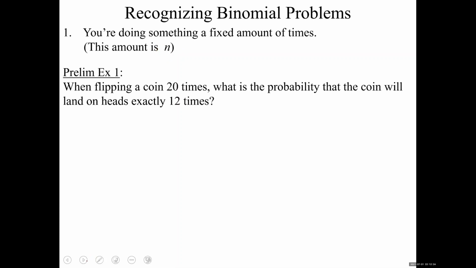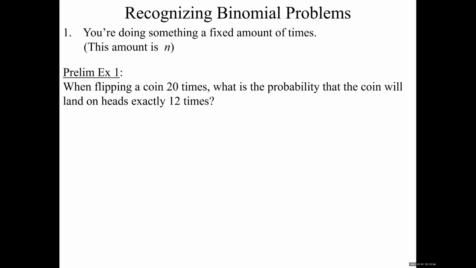I'm going to give you three examples, and we're going to look for all these four ingredients, but we're just focusing on the first one. Check out this problem. This is a binomial problem. When flipping a coin 20 times, what's the probability the coin will land on heads exactly 12 times? I don't want the answer right now, okay? But just tell me what we're repeating, what are we doing, and how many times are we doing it?